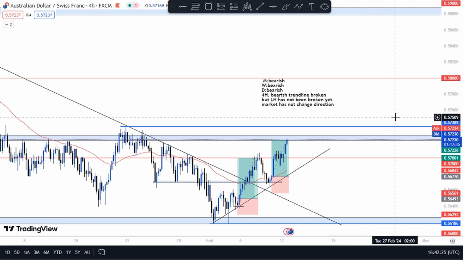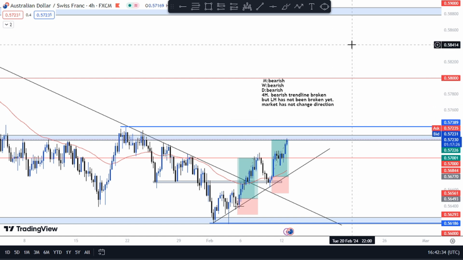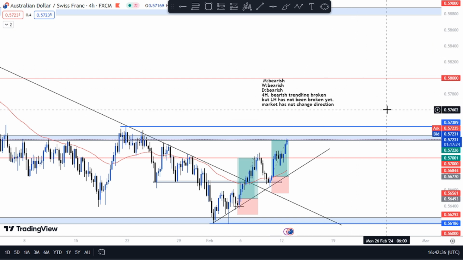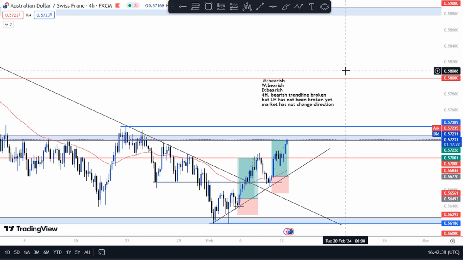In the video where I talk about how to detect the change in direction of the market, we have to see two structures forming. Okay, first one coming back, second one breaking it. Then we know the market has changed direction. So that is how I do my analysis.